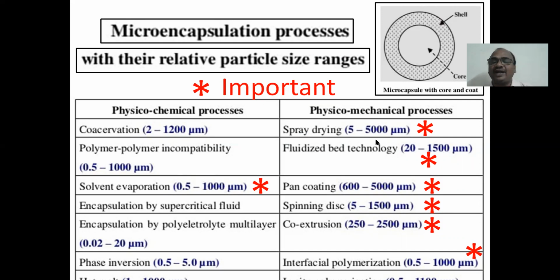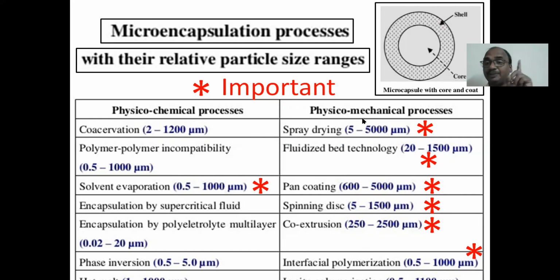And here you can find the number of methods. All methods you have to write in the examination. First of all, you have to write a complete list whenever they ask, but you explain only the star-marked ones, because the star mark is important. These processes you have to explain each. Now we will see all the important topics, the solvent evaporation method, everything.